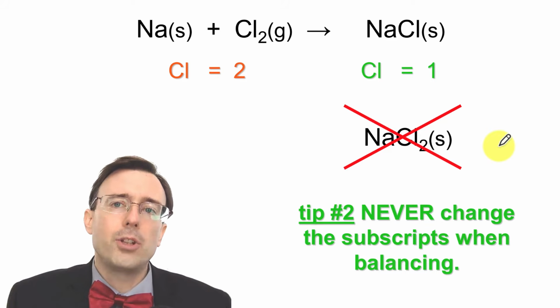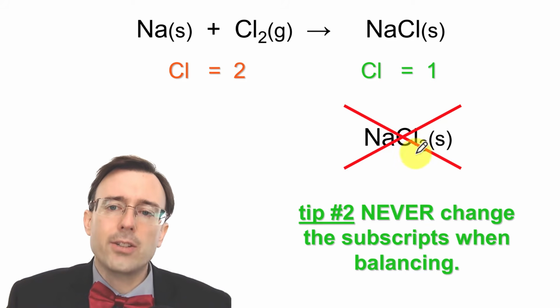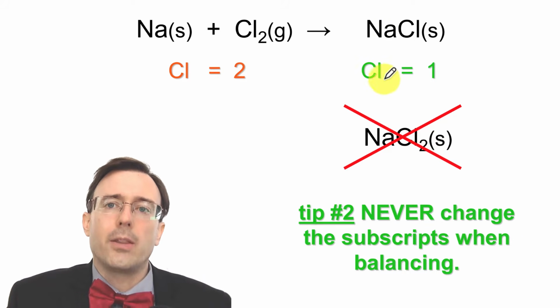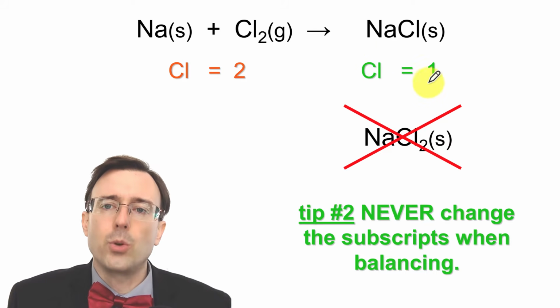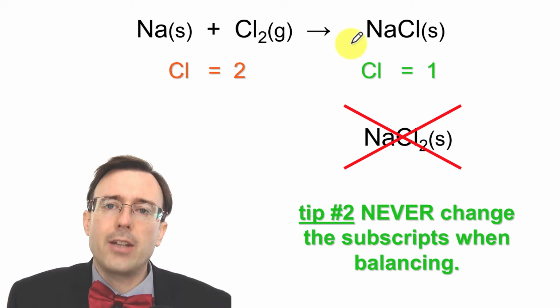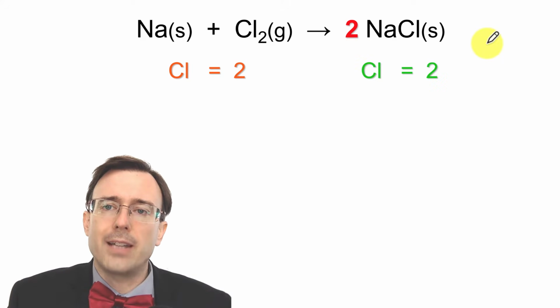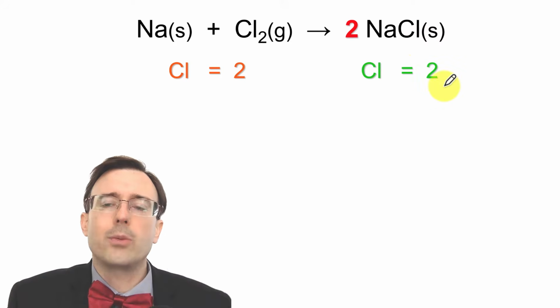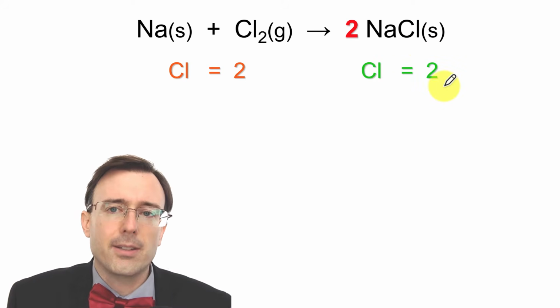So how do you actually do this? Well, if you can't change the subscript, what can you change? The coefficient. So we have to put a number out here that's going to give us 2 chlorines. And so if we put a 2 out here in front of NaCl, that 2 is going to give us 2 sodiums and 2 chlorines. And so now our chlorine is balanced.